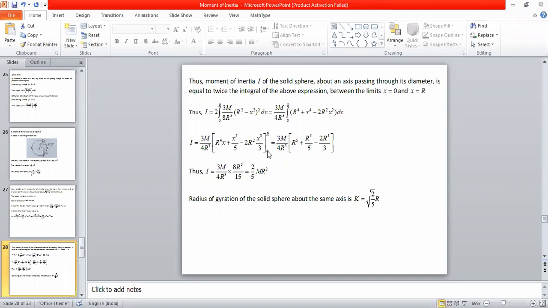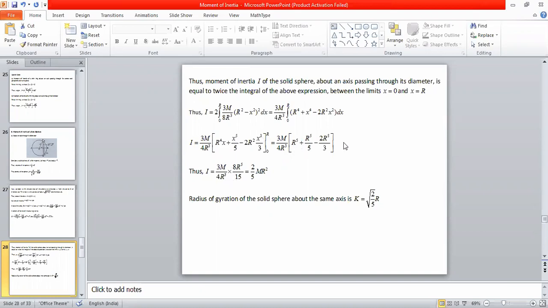I have to substitute the lower limit and the upper limit. The lower limit gives 0 everywhere, so no need to worry. If I substitute the upper limit, r power 4 into r is r power 5. Where x is, if I put r, I get r power 5 by 5. Then we have minus 2r square, and x cube means r cube, so r square into r cube, again minus 2r to the power of 5 divided by 3. Okay, so then I is equal to, the first term is 3m divided by 4r cube.